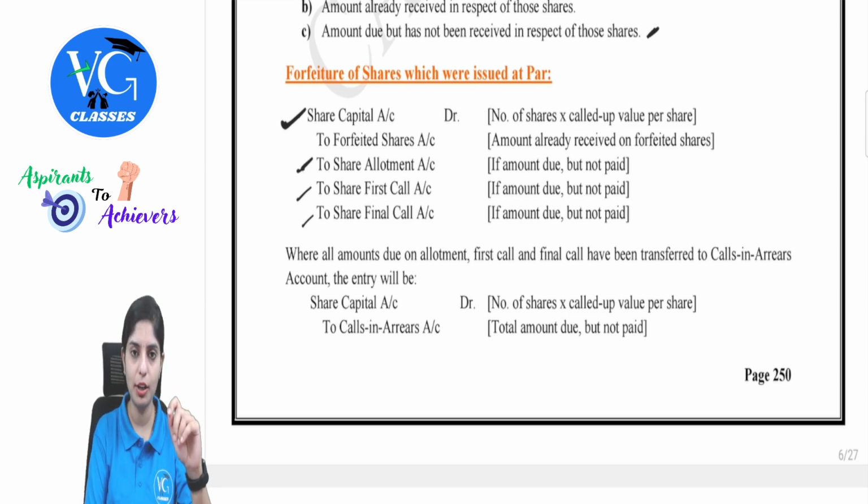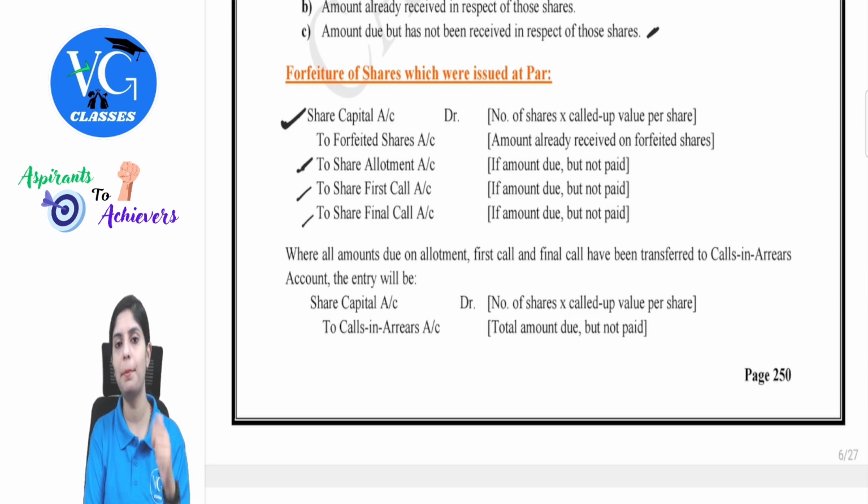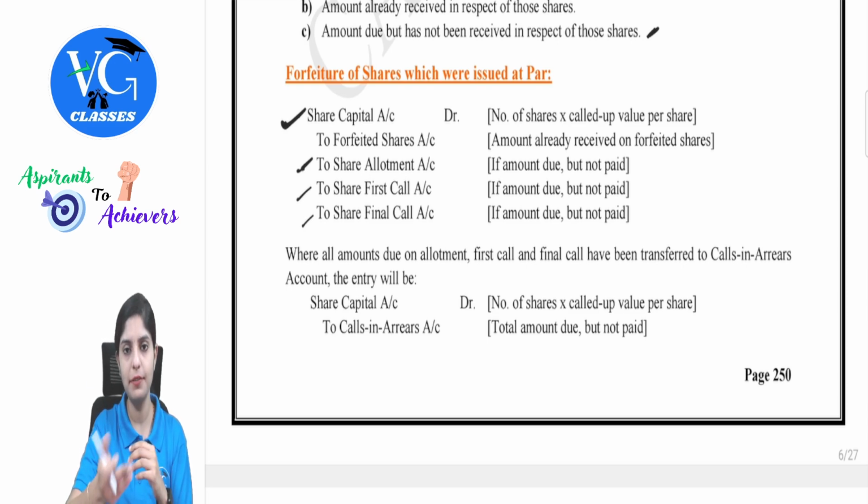While it was allotment, share allotment account debit to share capital was the due entry. The next entry was bank account debit to share allotment if you receive the allotment money. Now there is a problem. Allotment money not received. The company made further calls.